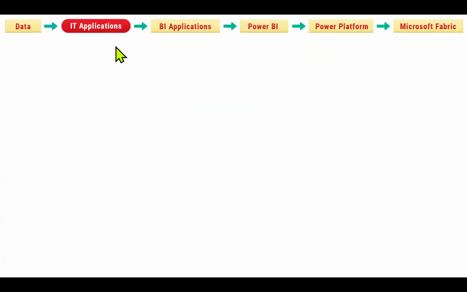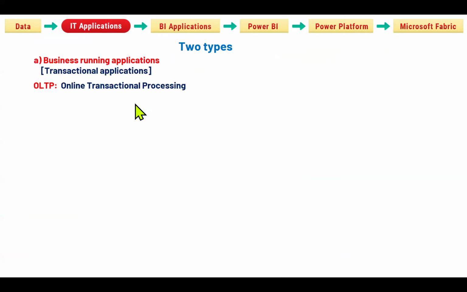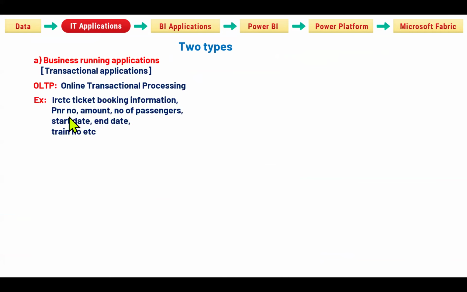And then IT applications. Many types are available at the IT level, but I explained two important types. The first one is business running applications. Here we go for transactional operations. At the business running application level, there is a transactional process. Take an example, IRCTC ticket booking, Book My Show ticket booking. That information goes to a transactional database with messages or information like transaction success or failure.